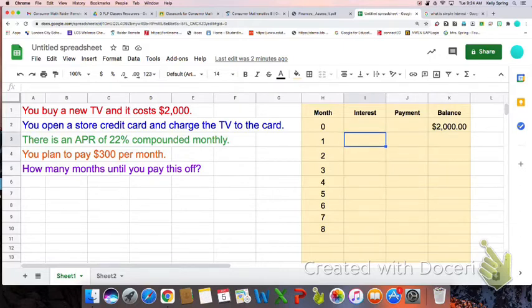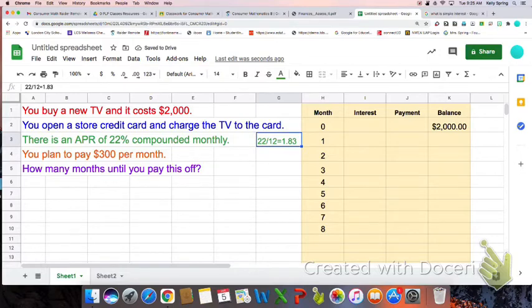So let's do month 1. My interest, it says here in green that my APR is 22%. My annual percentage rate is 22%. Annual means per year, but I am adding that interest every month. So what I need to first do is change that to a monthly interest rate. So I'm going to take 22 and divide it by 12 months. And if you do, you get 1.833333. So that is my monthly percentage rate.